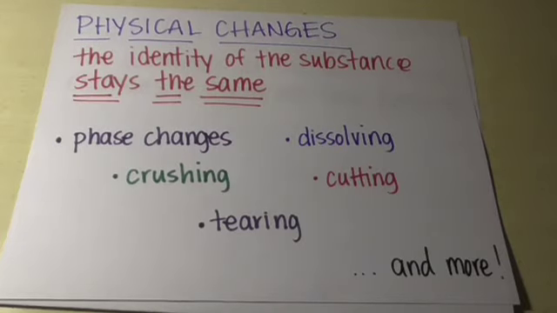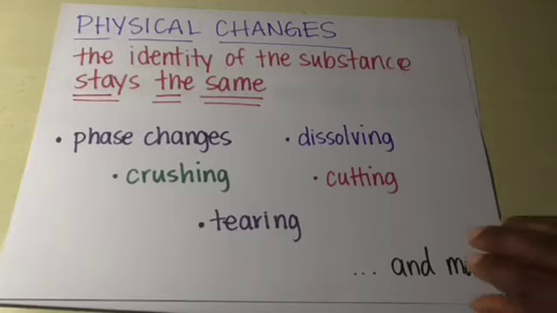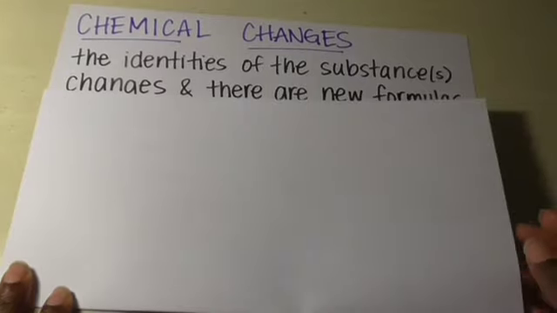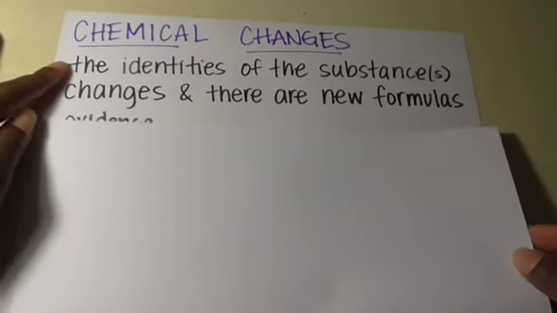I've changed the form of a substance, but I haven't changed the actual chemical makeup of the substance. Water is still water, whether I freeze it or boil it, whether I crush the ice or not. The last thing to discuss is chemical changes. When you talk about chemical changes, the identity of the substance changes, and there are new formulas involved. So our symbolic changes, as well as our microscopic, or rather submicroscopic.